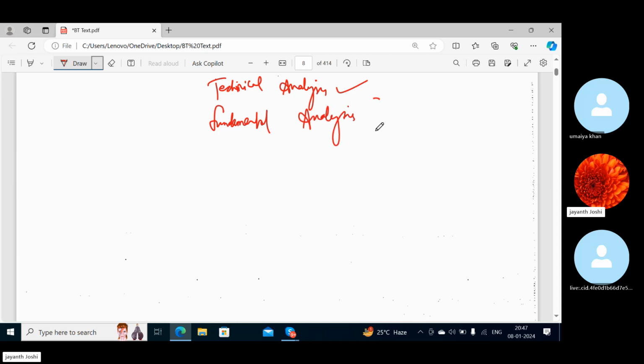Under fundamental analysis, Mr. X is going to study the financial statements. That means he's going to analyze the financial statements of the company. Okay, we will not go into all this. We will just see that financial statements have to be analyzed. What is the analysis of financial statements?